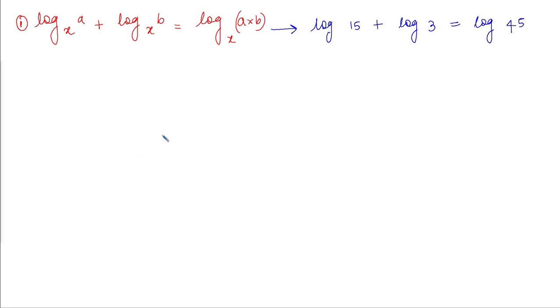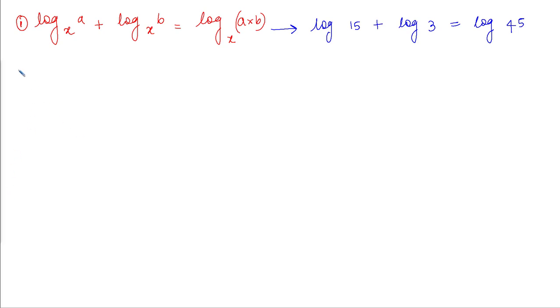So whenever there is an addition of logs and the base is the same everywhere, we are going to multiply the numbers. So log of a to the base x plus log of b to the base x is equal to log of a into b to the base x. For example, log 15 plus log 3 is equal to log of 15 into 3, that is equal to log 45.